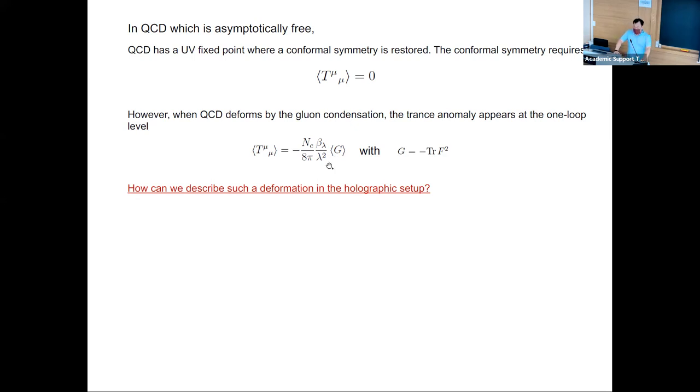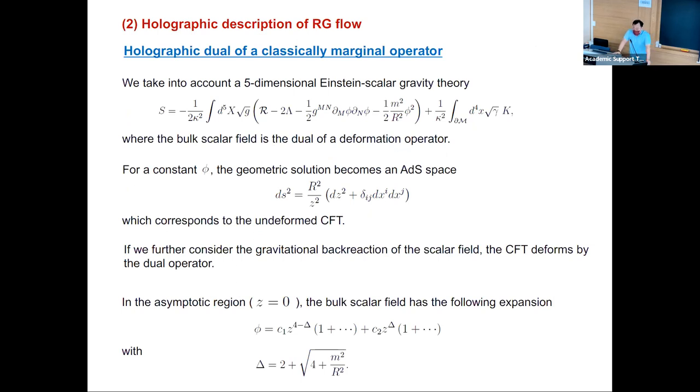So this is called the trace anomaly in QCD, caused by gluon condensation. Now we want to describe this algebra caused by a classically marginal operator in a holography model. Okay, so now we describe the holography model.